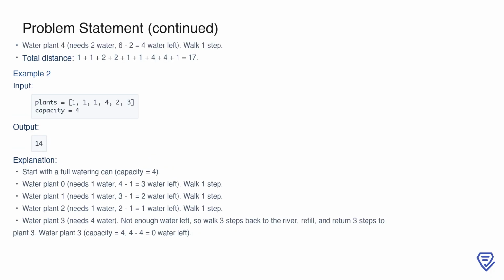After watering plant 3, your watering can is empty again, so you walk 4 steps back to the river to refill and then 4 steps to return to plant 4. Plant 4 needs 2 units of water, which leaves you with 4 units in the can.